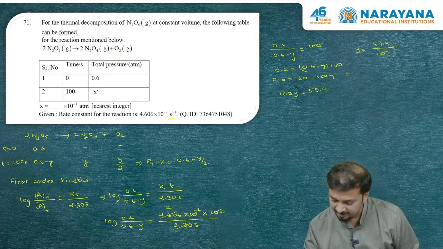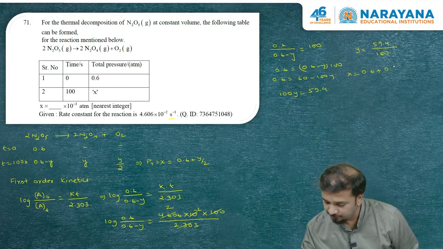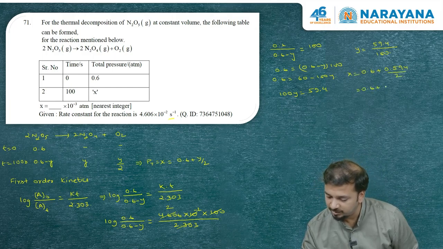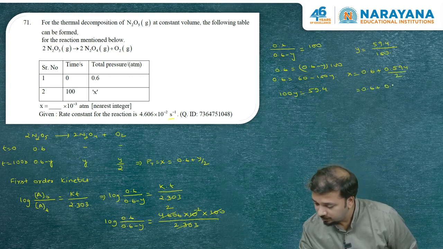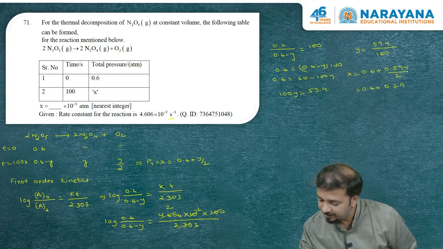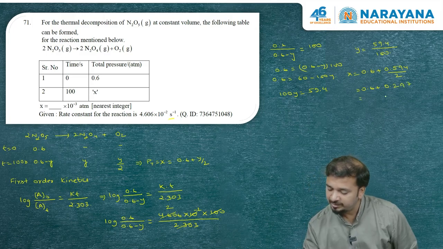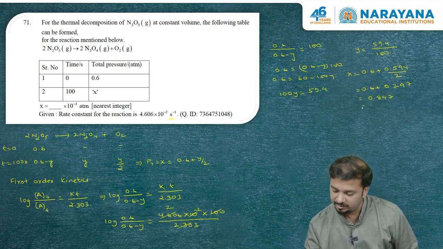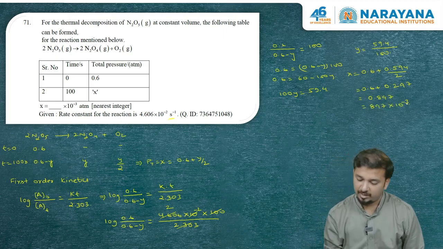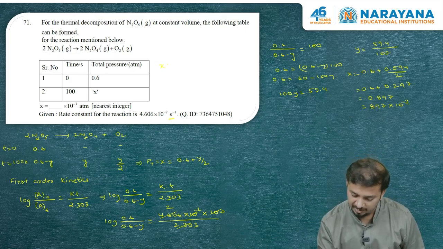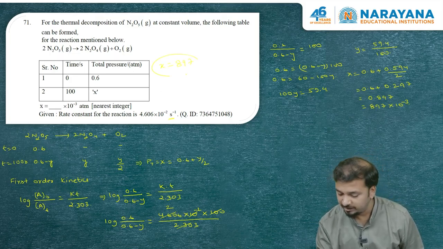So this is our total pressure. So X they are asking, so X will be equal to 0.6 plus 0.594 divided by 2. So it is 0.6 plus 0.297. So 0.6 plus 0.297 will be 0.897, which is equal to 897 into 10 raised to the power minus 3. So X in this case will be equal to 897.